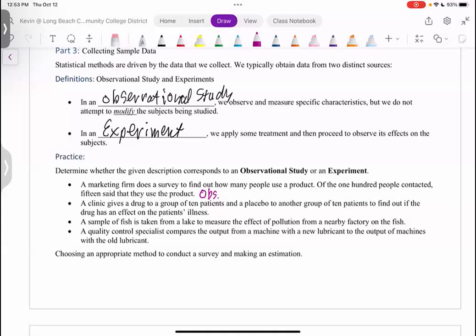Second one, a clinic gives a drug to a group of 10 patients and a placebo to another group of 10 patients to find out if the drug has an effect on the patient's illness. This is clearly an experiment.